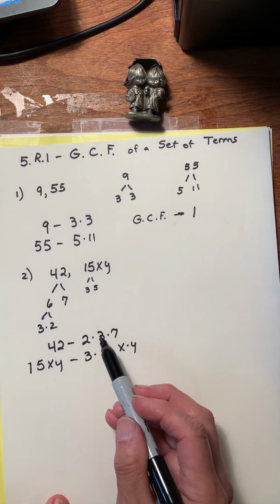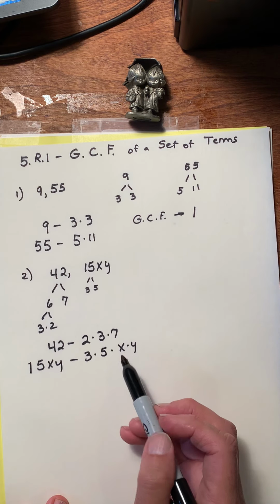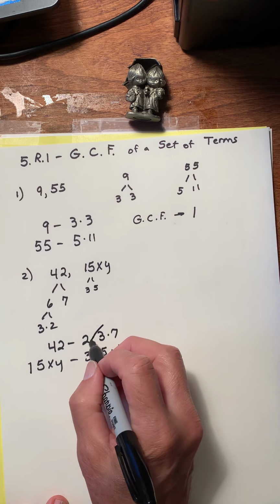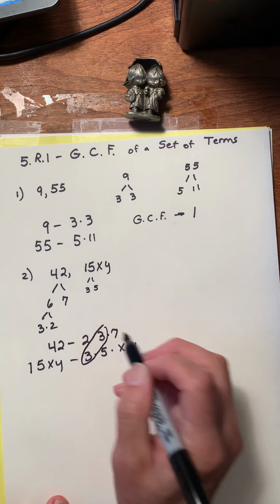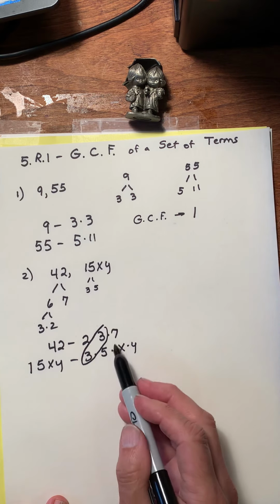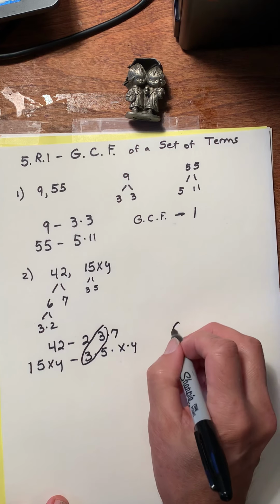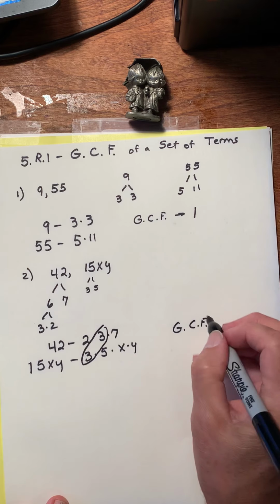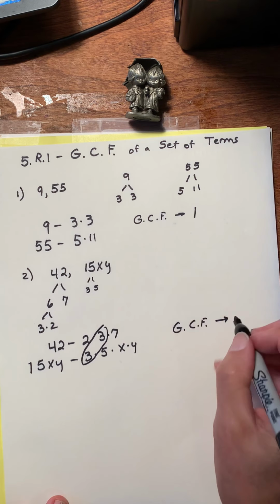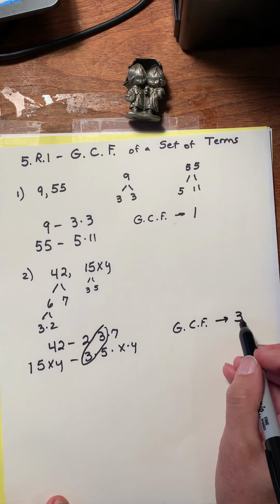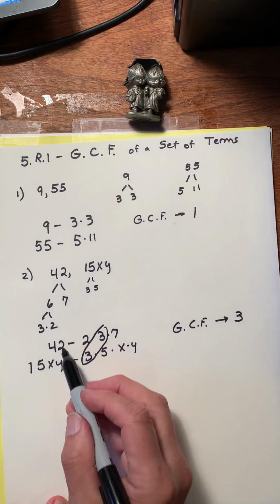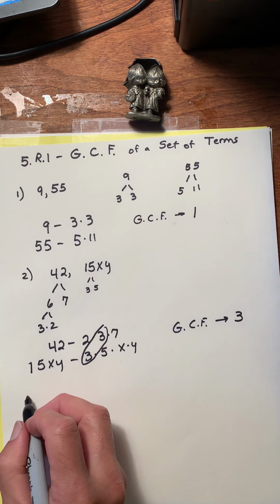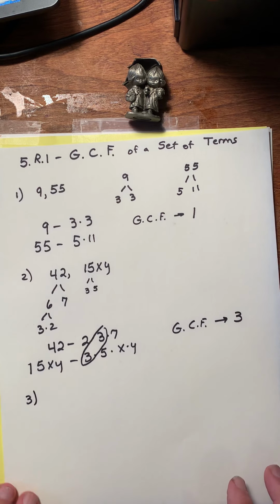You're looking for what these two lists have in common. Hey, not much, but they have something in common, don't they? Is that it? That's it. So the greatest common factor for these two terms is 3. 3 is the largest value that will divide evenly into both of these guys. Let's try one with 3.